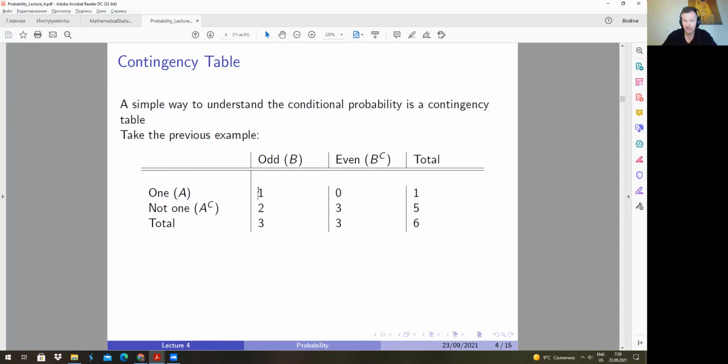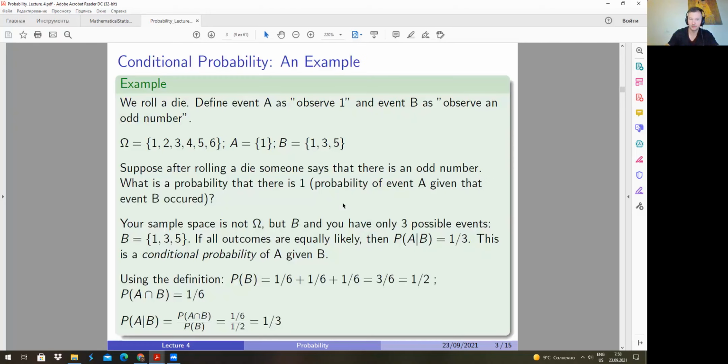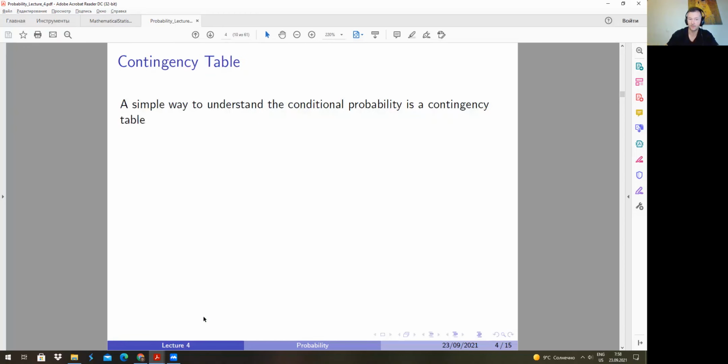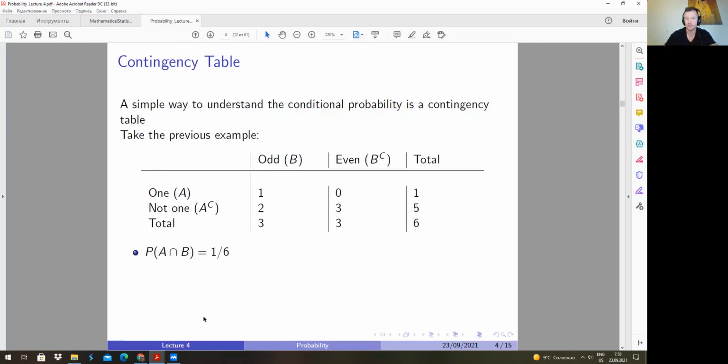And these numbers inside are the elements in the set A intersection B. So now, what is the probability of A intersection B? I'm taking this one and I divide this by 6. What is the probability of B? For example, I'm taking this total 3 and I divide this by this total 6.